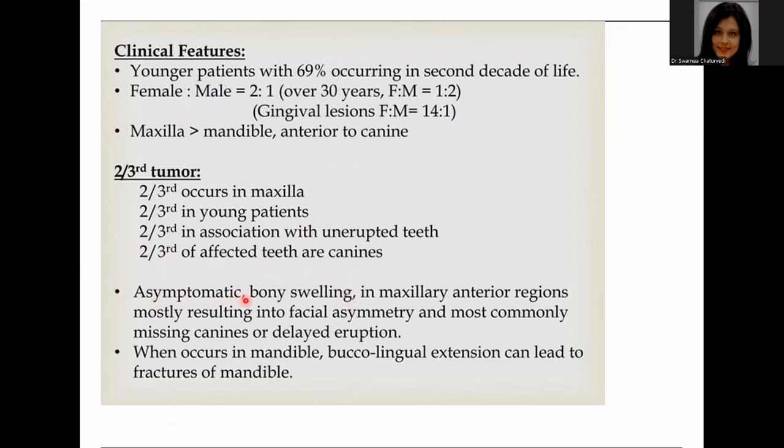Now, these lesions are asymptomatic bony swellings in the maxillary anterior region, mostly resulting in facial asymmetry and most commonly missing canines or delayed eruption. When they occur in the mandible, very clear buccolingual extension is seen, and it extends to a limit that the mandible fractures.